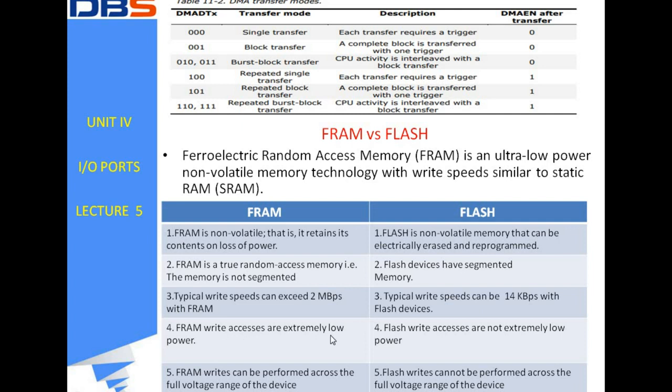FRAM with access is extremely low power. Here we are consuming less power, somewhat of power is being consumed. FRAM writes can be performed across the full voltage range of the devices, and flash writes cannot be performed across it. So here the full voltage range can perform the write operation, and here it cannot be performed.